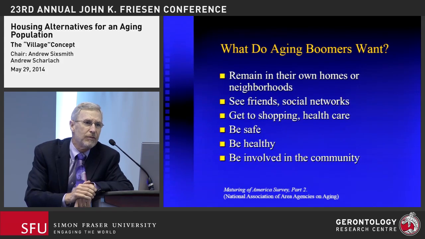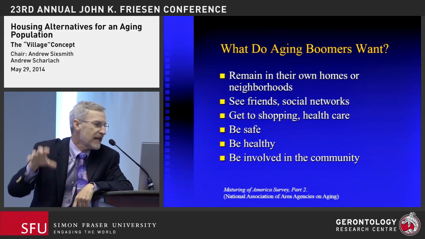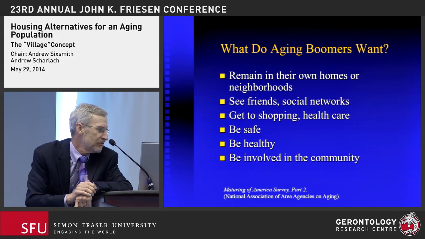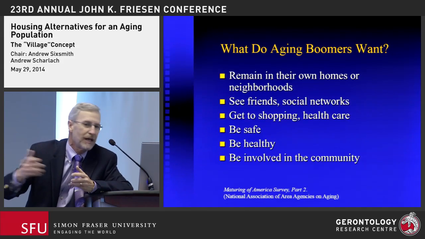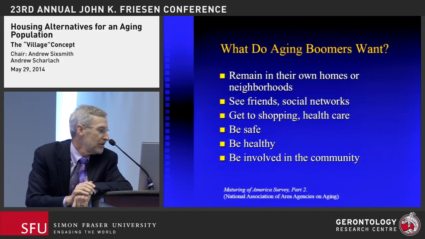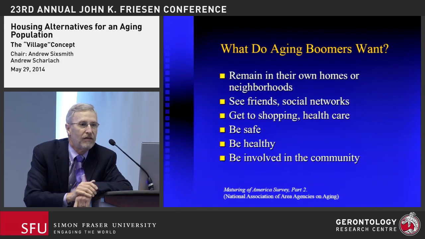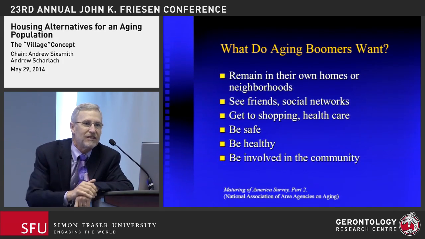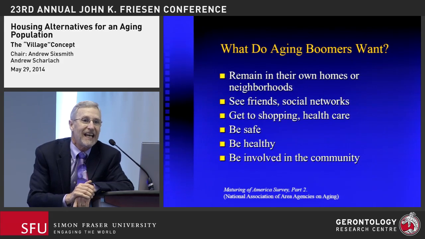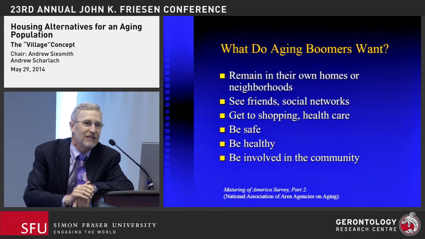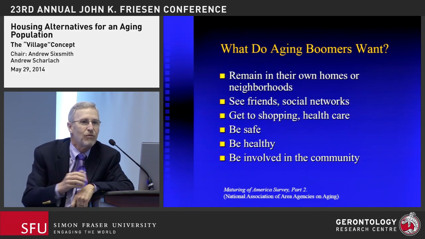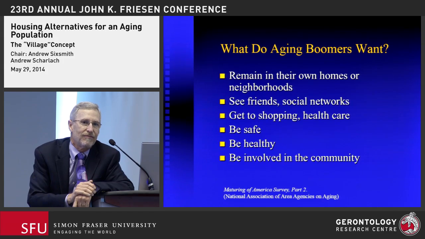The number one thing that people want as they get older is to stay in their own homes and neighborhoods. They also want to be with friends and social networks, be able to get places they need to go, be safe, be healthy, be involved. What's interesting about this is that, I don't know about you, but pretty much everybody I know of any age wants this. This isn't just something that happens as you get older. Some of these things perhaps become more important. They're basic things that we want in our lives.